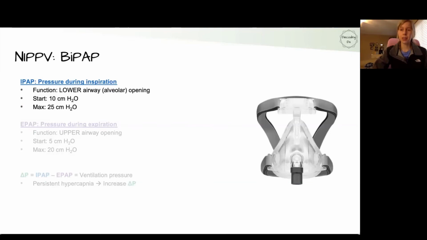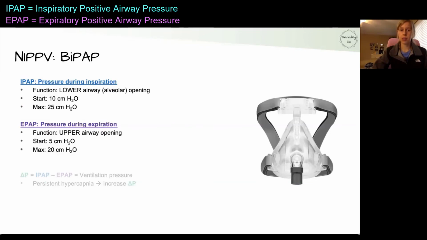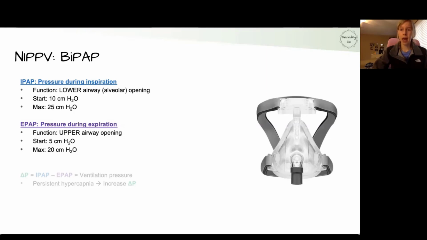You'll see two big numbers with BiPAP settings, the inspiratory pressure or IPAP and the expiratory pressure or EPAP. The IPAP is what helps to open the lower airways or the alveoli. The EPAP is what helps keep the upper airways open, kind of like CPAP. So you can think of the BiPAP as CPAP plus extra inspiratory pressure. The delta P is the IPAP minus the EPAP, and this is your effective ventilation pressure.